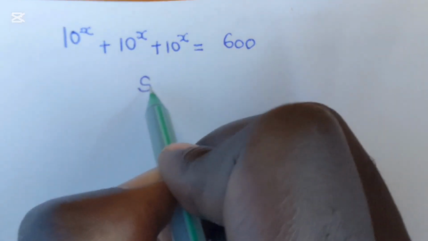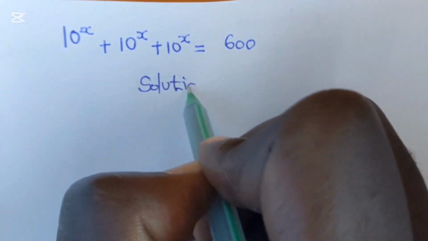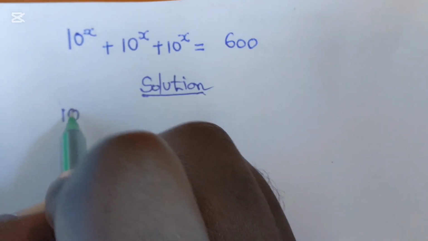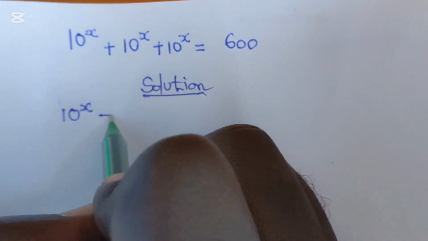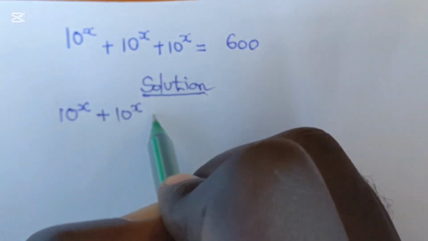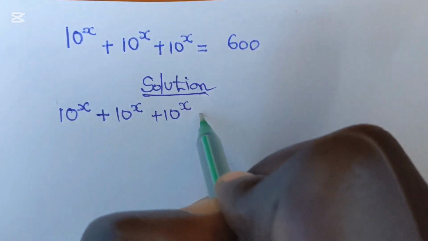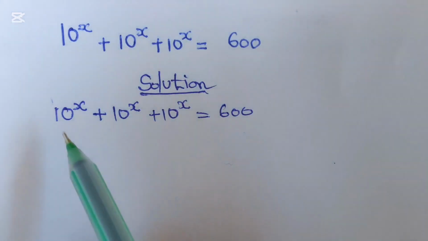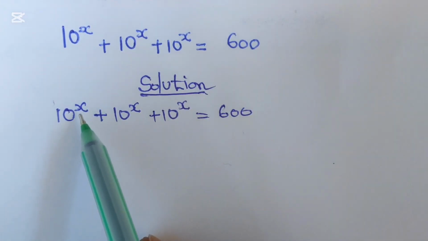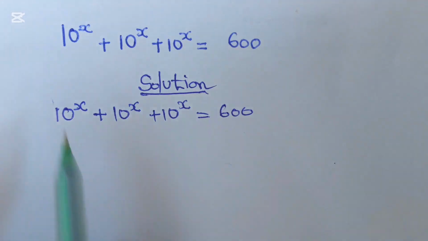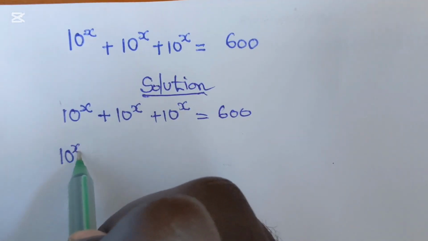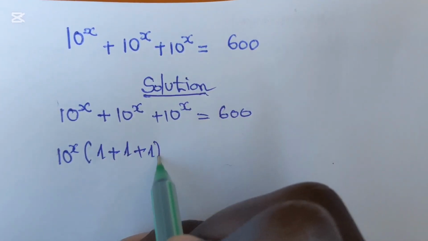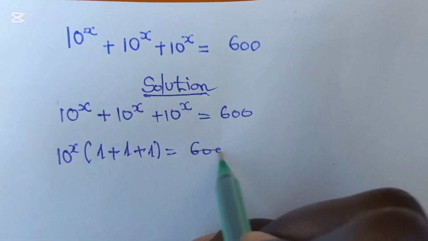Let's provide a solution very quickly. Here we have to copy what we have given: 10 to the power of x plus 10 to the power of x plus 10 to the power of x equal to 600. Because we have the same number, let's factor out 10 to the power of x. Here we factorize 10 power x to be (1 + 1 + 1) equal to 600, of course.